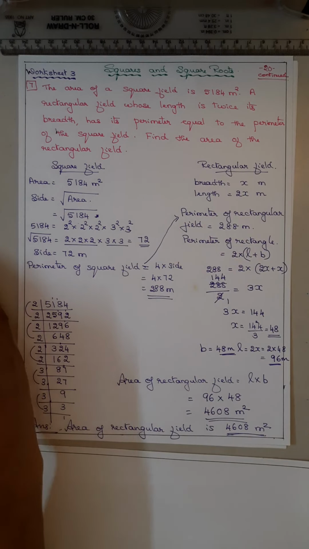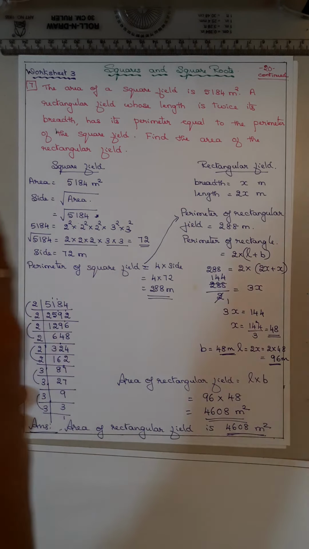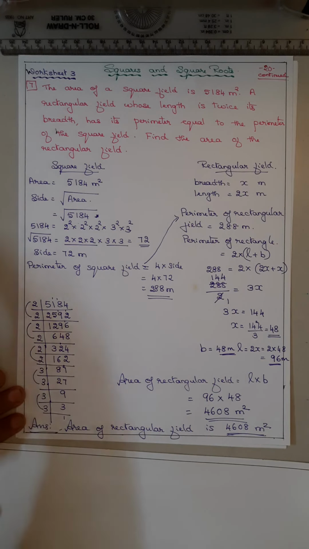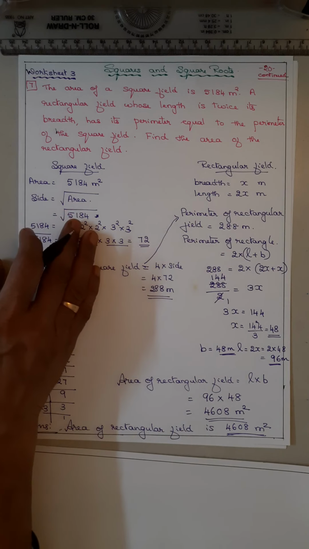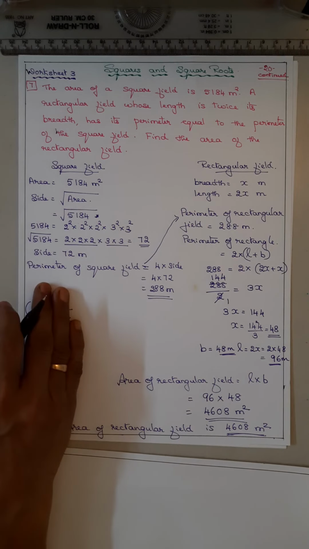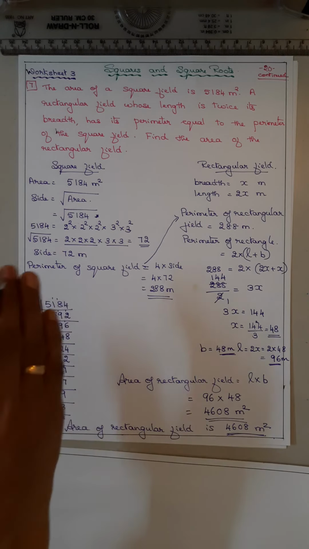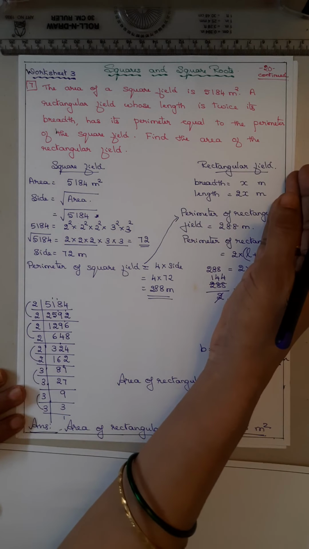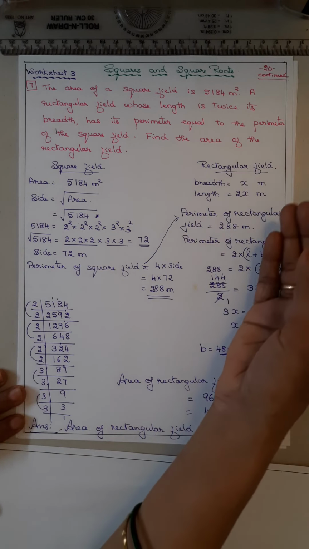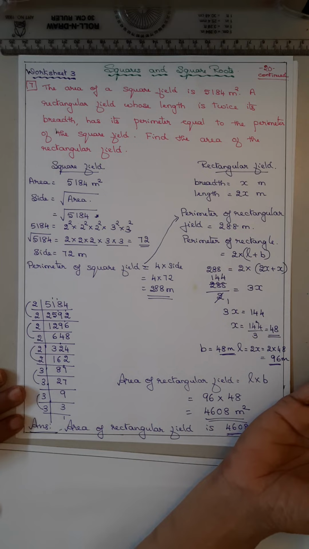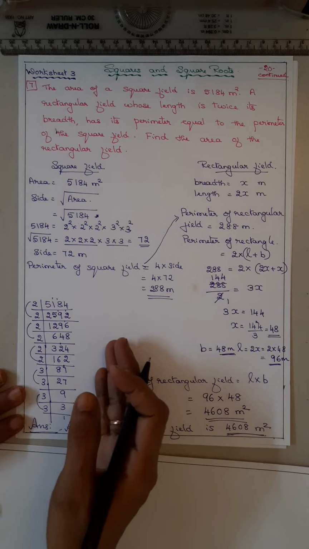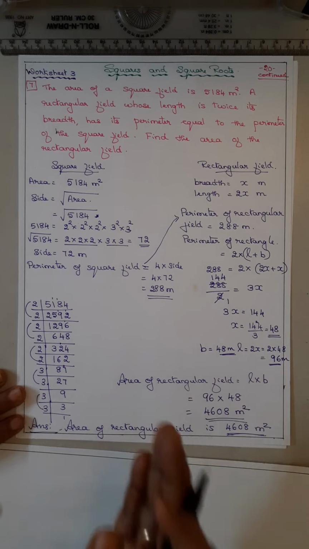The relation between the square field and the rectangular field is that the perimeter of the square field is equal to the perimeter of the rectangular field. For that, first you find out the side of the square field, then find out the perimeter of the square field, and then put it: the perimeter of the rectangular field is equal to 2 into (length plus breadth). So find out x, find out the length, find out the breadth, then find out the area.